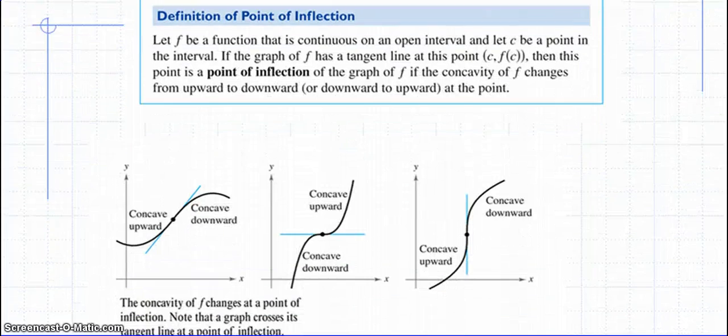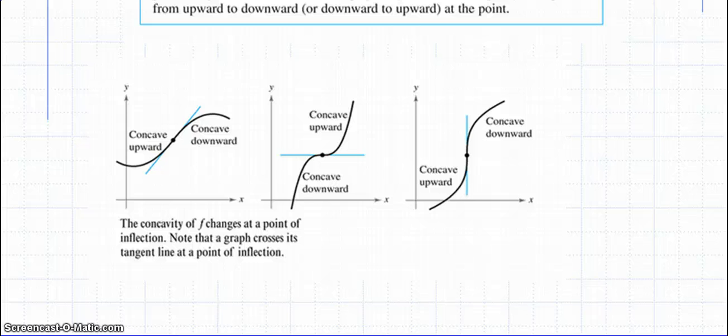So here are a couple pictures of changes in concavity. So here we go from concave up to concave down. Here we go from concave down to concave up. Here we go from concave up to concave down. So the concavity of f changes at a point of inflection. Note that a graph crosses its tangent line at a point of inflection also.